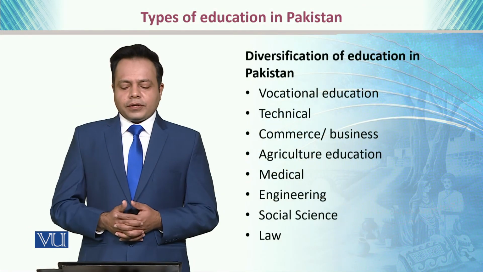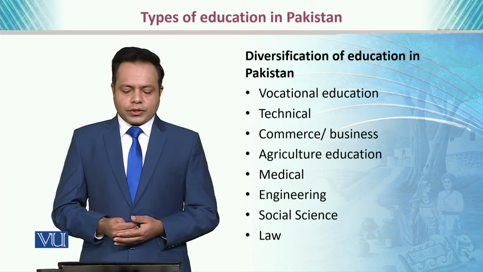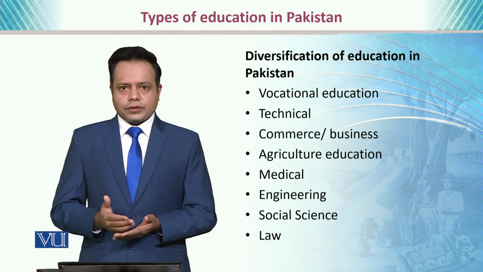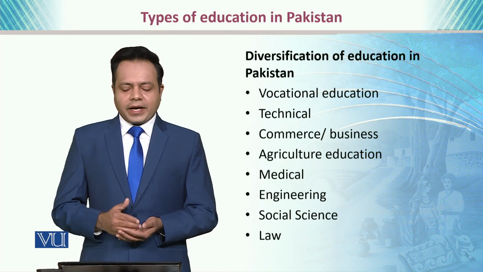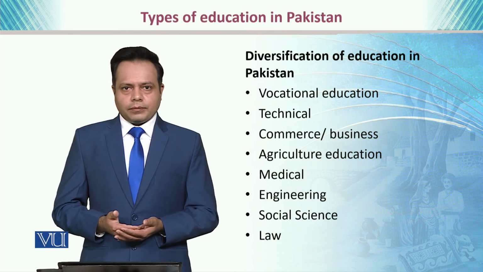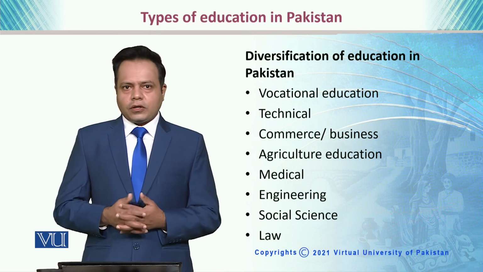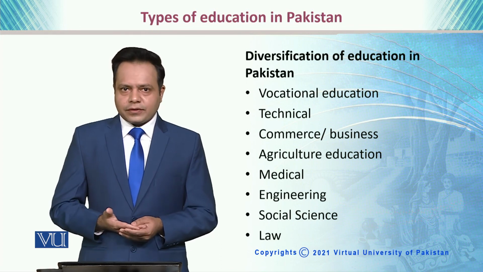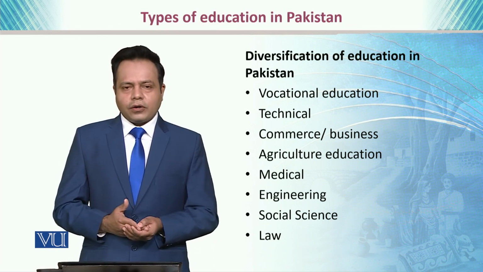And if we talk about the diversification of education, we have a lot of variation. We have vocational education, technical education, commerce and business, and agriculture education that teaches you basic agricultural skills. In medicine, you become a medical doctor, and as engineers you go into the construction field. As for the social sciences, you become an economist, a politician, or a political expert, or you can go into media studies, or become a sociologist or a law specialist.